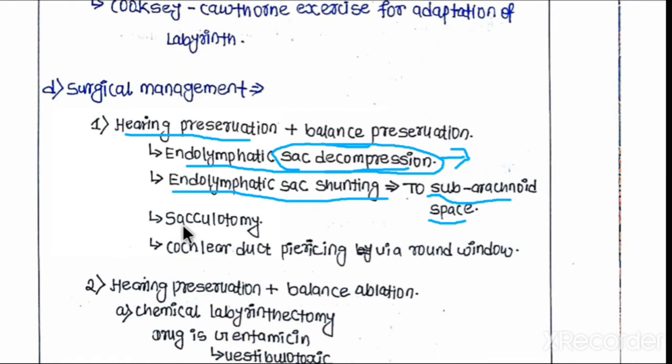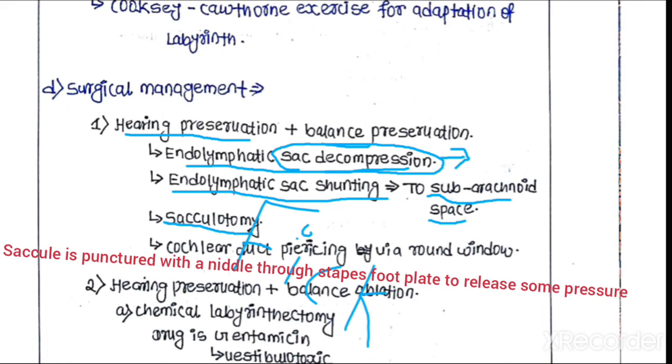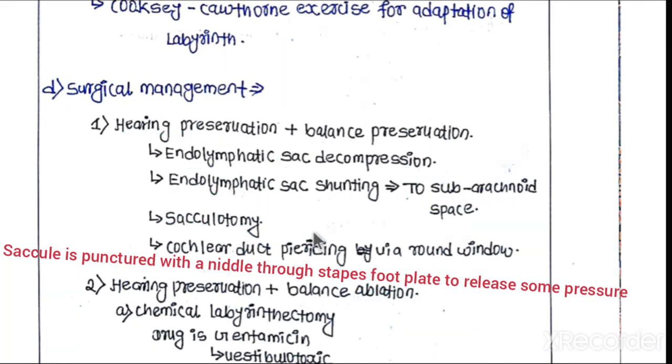Others are sacculotomy. Sacculotomy has one procedure called the Fick procedure. In the Fick procedure, the saccule is punctured with a needle through the stapes footplate. Cochlear duct piercing through the round window is another method.